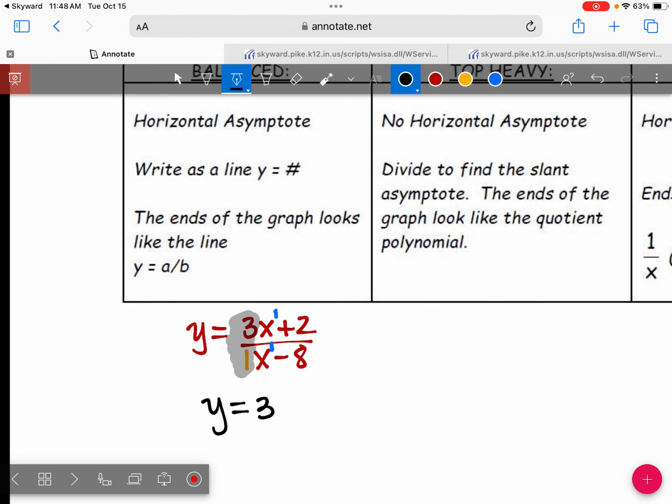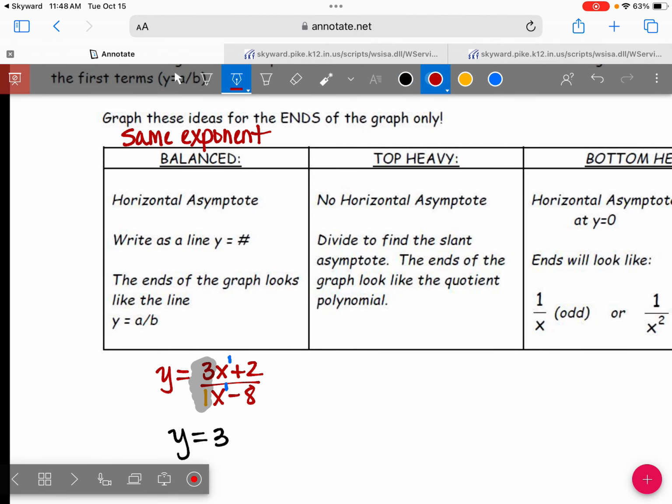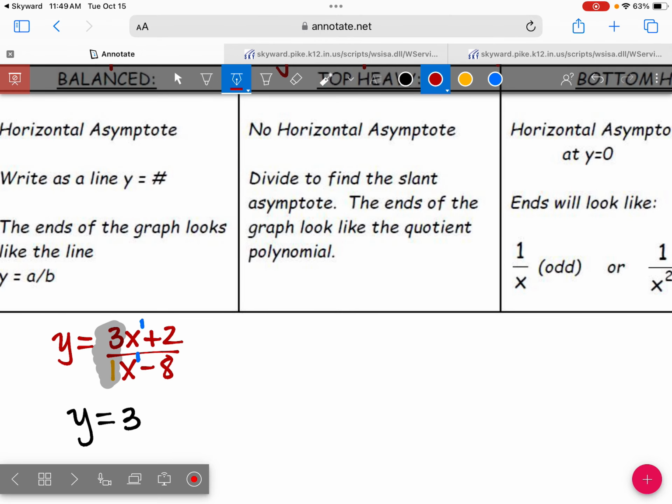Okay. Top heavy means you have a higher exponent in the numerator. When this happens, the end behavior is a slant. So it's no longer straight. Everybody look at me. It's not going to be a straight. It's going to slant. And anytime you have a slant, you need to have a slope and a y-intercept, which is why we have to do synthetic division.